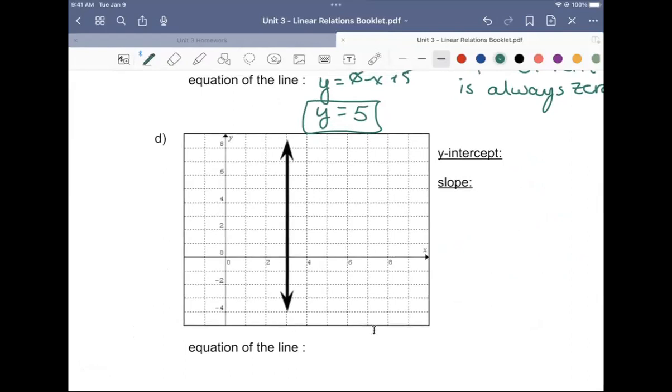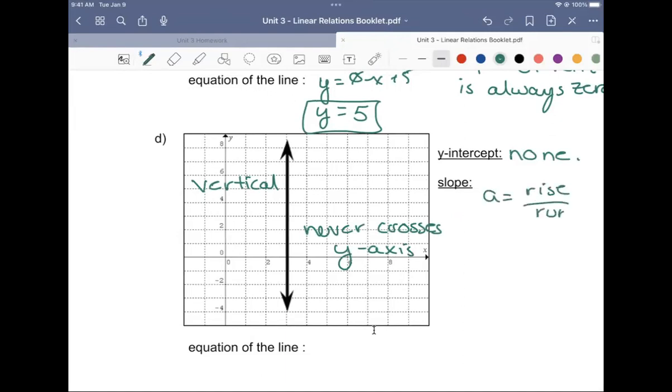because of the fact that we have a vertical line. This is vertical. I do not have a y-intercept though, because it never crosses the y-axis. So there is no y-intercept. Now, if I look at my rise over run, say I pick these 2 points, I have a rise of 1, 2, 3 over a run of 0.